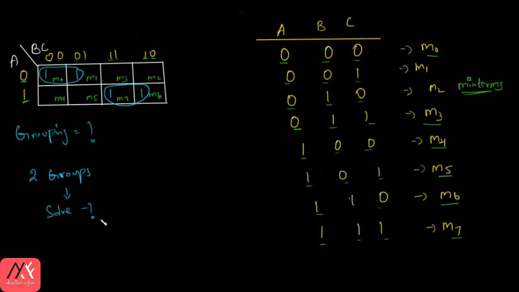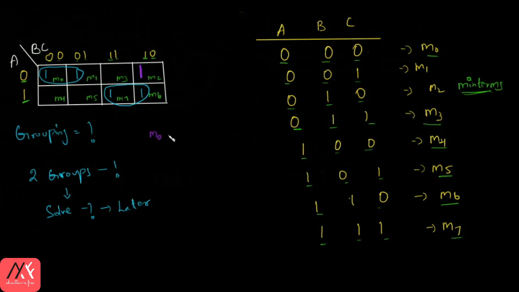So we'll solve this problem in the next video. In this video, we have just seen how to form groups, right? So we'll solve later. So how to form groups? So for example, I'll show you a special combination of groups. If there is a prime implicant in M2, right, you can form groups like this.